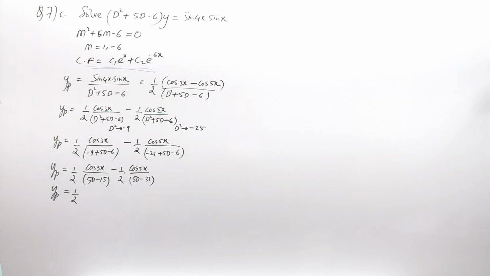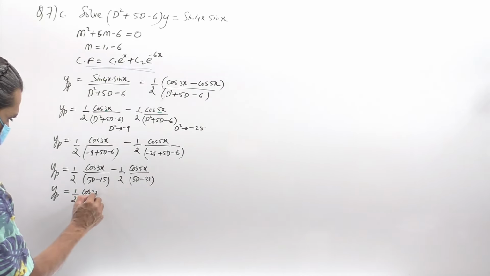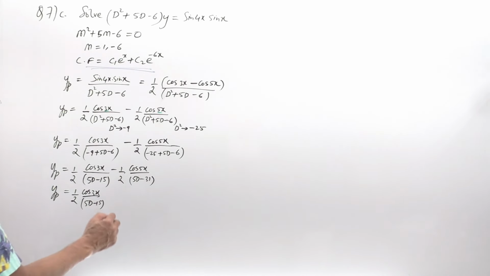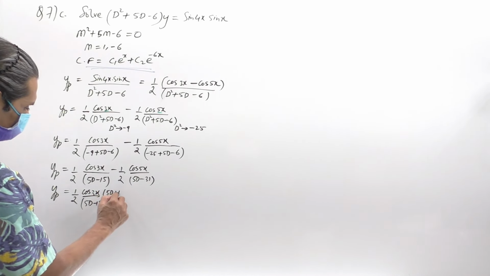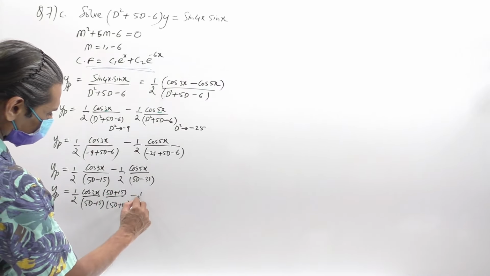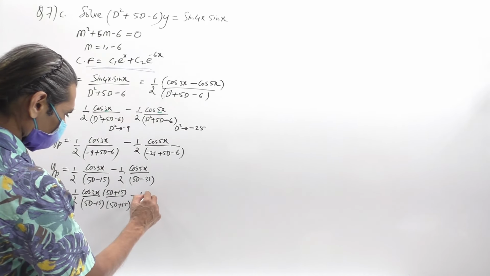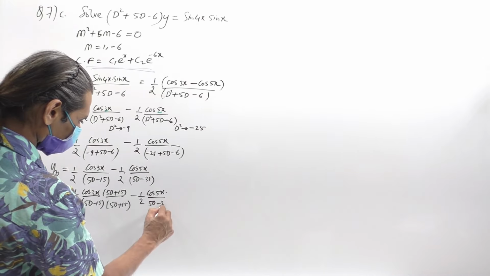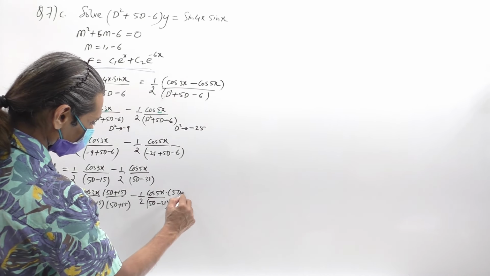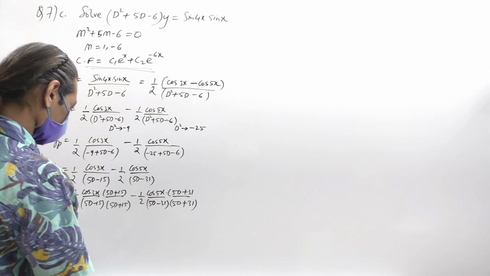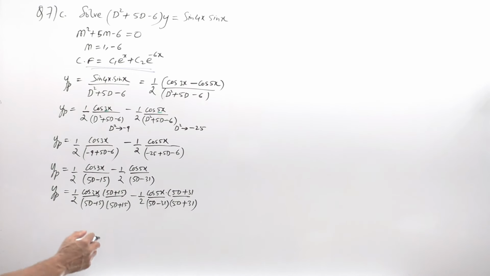If not, there is no d square term, then we need to rationalize. So this will be again cos 3x divided by 5d minus 15. What's the rationalizing factor of 5d minus 15? It's 5d plus 15 upon 5d plus 15, minus 1 by 2 into, again this will be cos of 5x upon 5d minus 31 into, again the rationalizing factor is 5d plus 31 upon 5d plus 31. So let's see what happens here now.